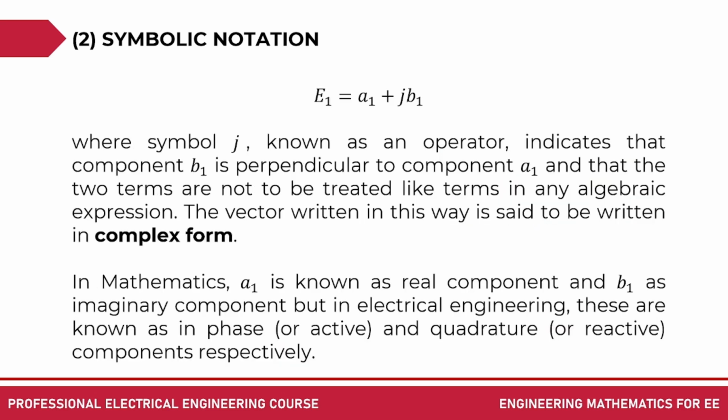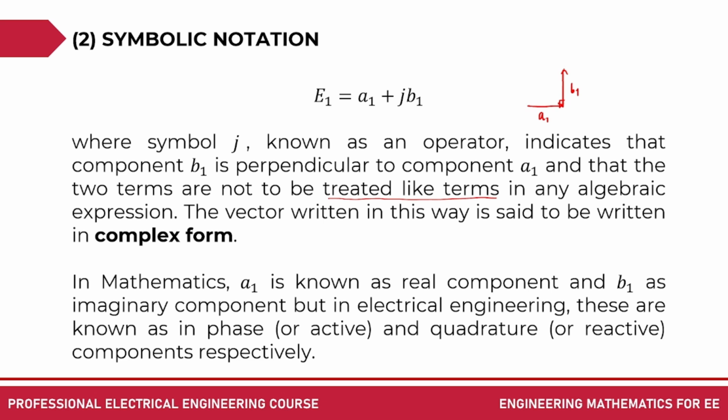Here it is: the symbol j, known as an operator, indicates that component B sub 1 is perpendicular to component A sub 1. So if this is your A sub 1, your B sub 1 is here, and it should be what? Perpendicular, no? And the two terms are not to be treated like terms, meaning they are kept separate in any algebraic expression. The vector written in this way is said to be written in complex form.